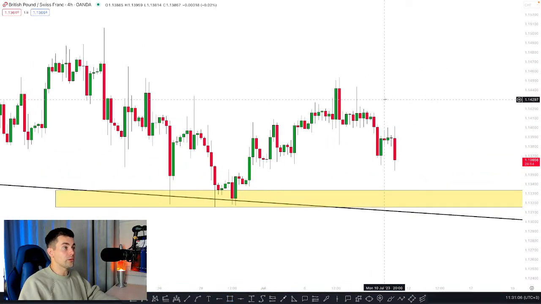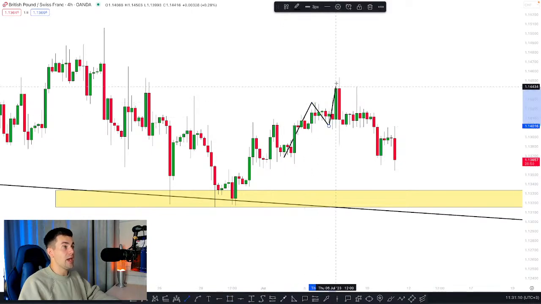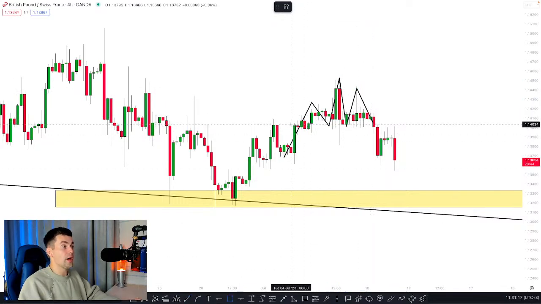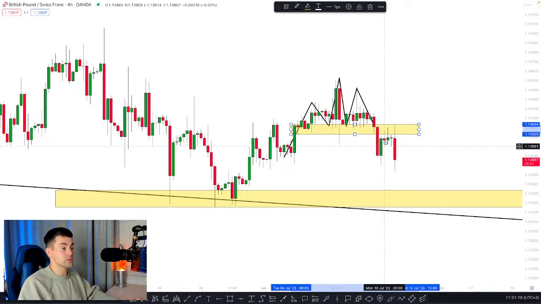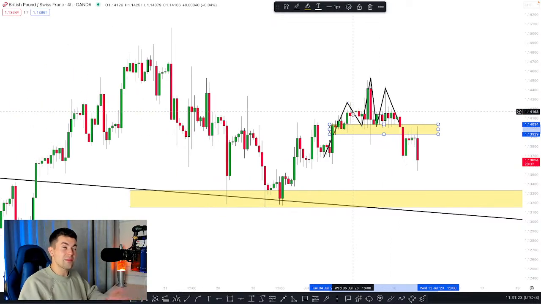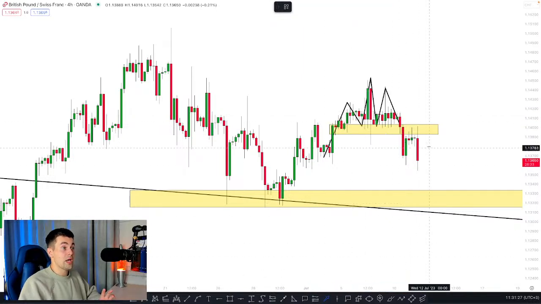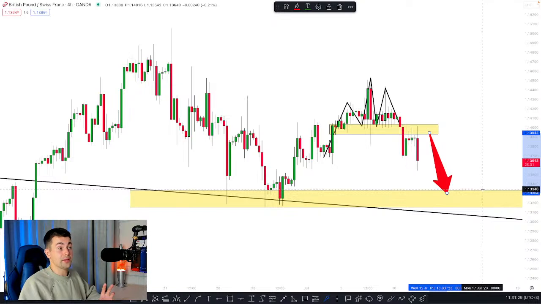On the 4-hour time frame, we formed the head and shoulders pattern right here, and the market successfully violated its neckline to the downside and closed below that. So the 4-hour time frame is very bearish for the pair at the moment, and I guess we can easily expect a bearish continuation now on the pair to that horizontal support.